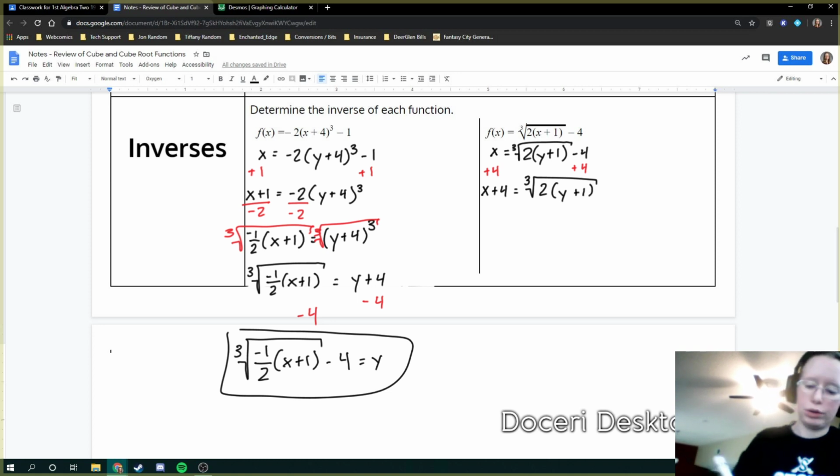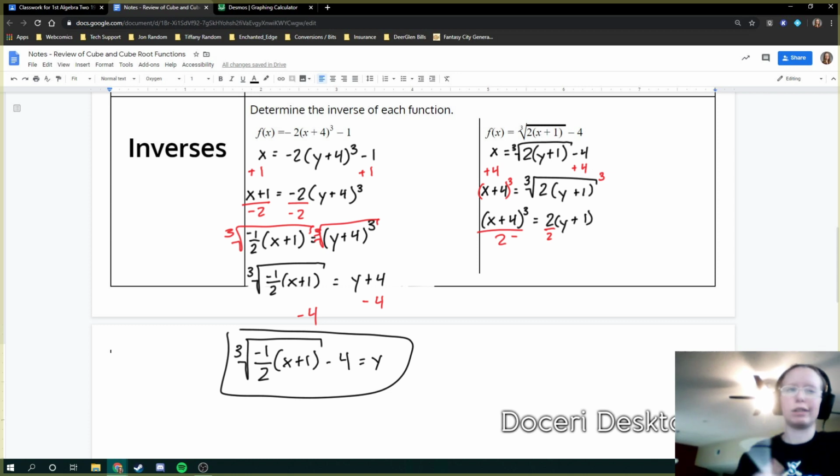Then I'll cube both sides. When I go to cube the side, it's going to be written as, in parentheses, x plus 4 quantity cubed equals 2y plus 1, sorry. Then I'll divide by 2. And just like the previous side where I had to change it up to being a leading coefficient rather than just being a fraction.